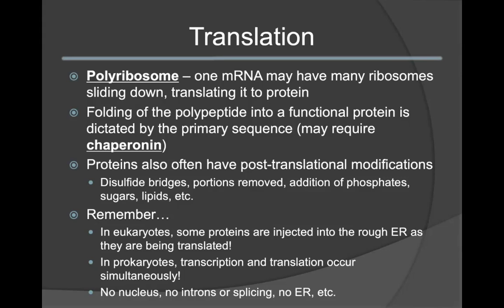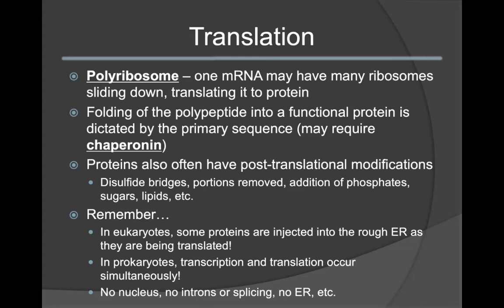Once a polypeptide chain is formed, it may require chaperonin proteins in order to take on the proper conformation. There can also be many modifications that need to be made to the protein, such as disulfide bridges, portions of the protein may need to be removed, or phosphate or sugar or lipid groups may need to be added to the protein in order for it to become functional. These are considered to be post-translational modifications because they occur after the protein is translated.